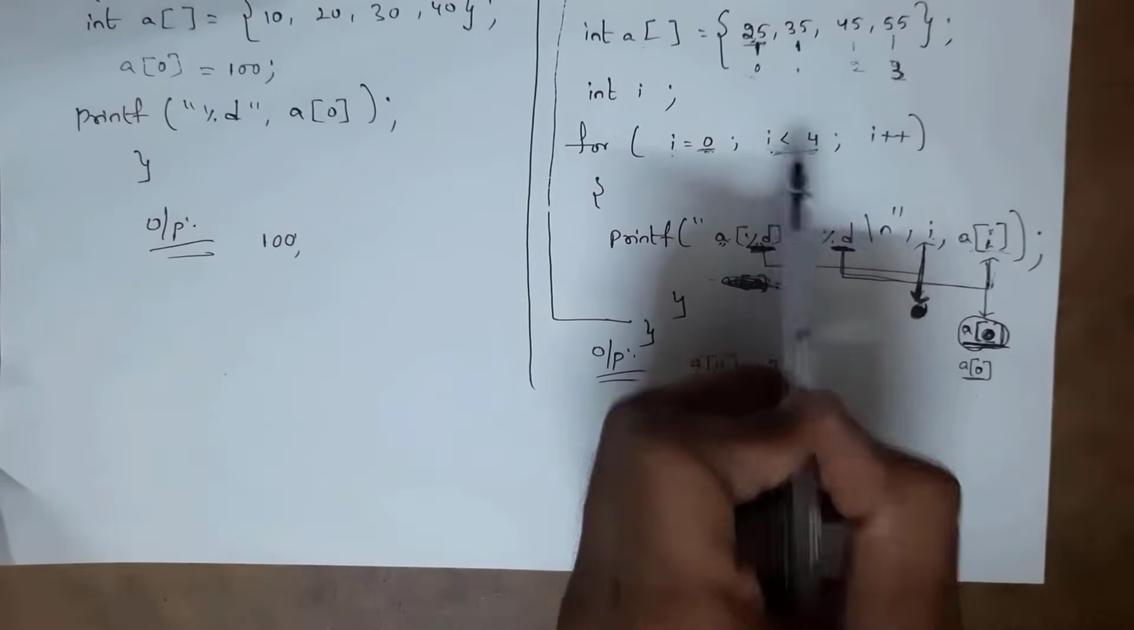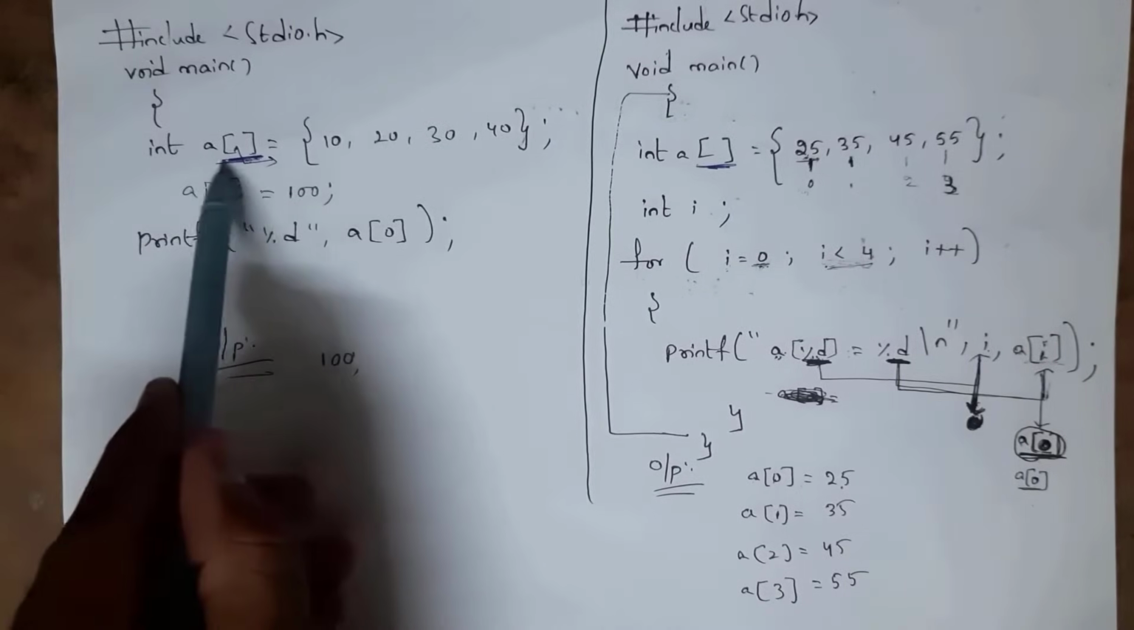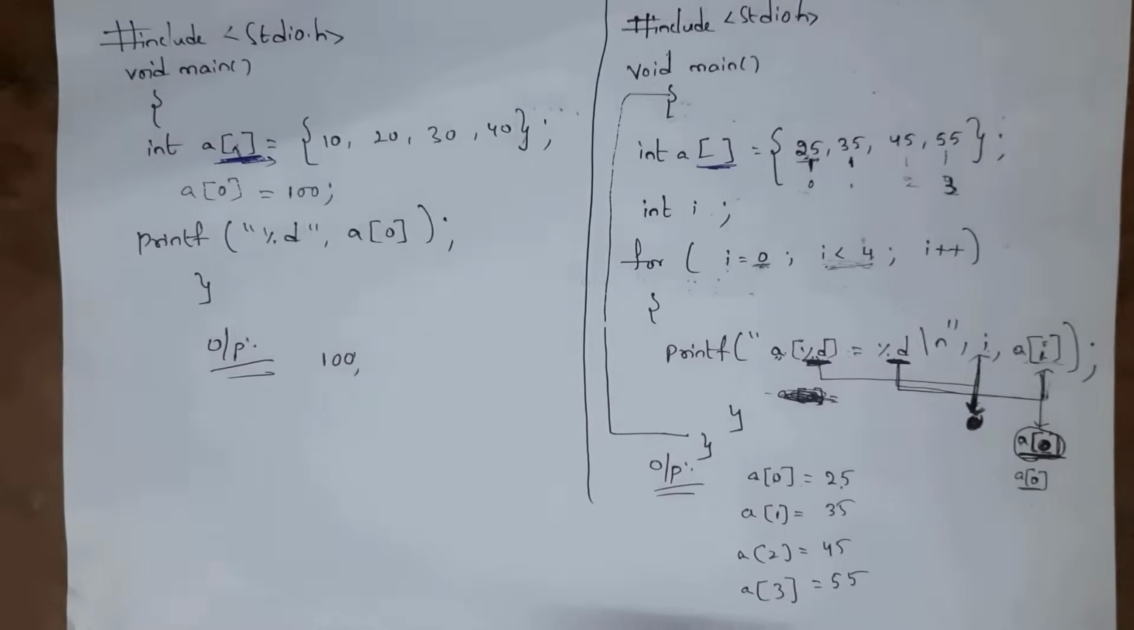Until this condition is satisfied, I will get output. Till now what we have discussed is one dimensional array. In one dimensional array, there is only one square bracket where we include size. But a two dimensional array contains two square brackets, where the first square bracket represents size of rows and the second square bracket represents size of columns.